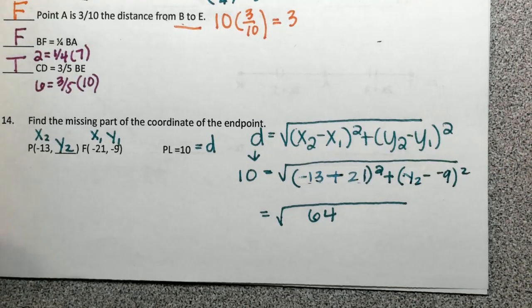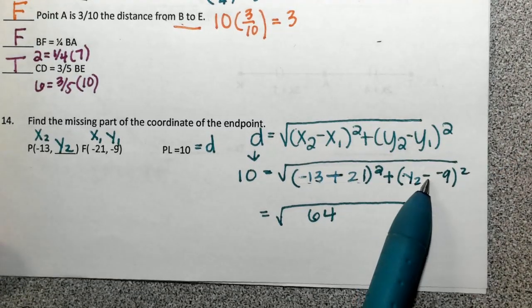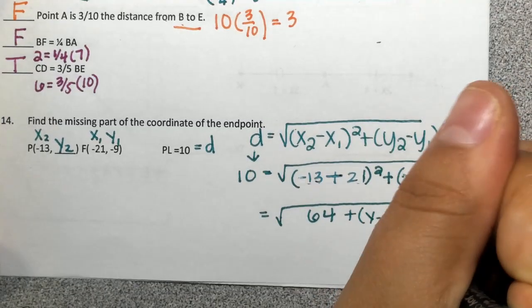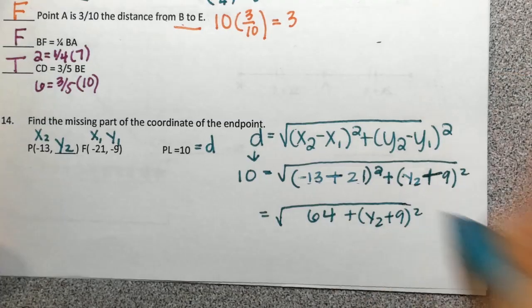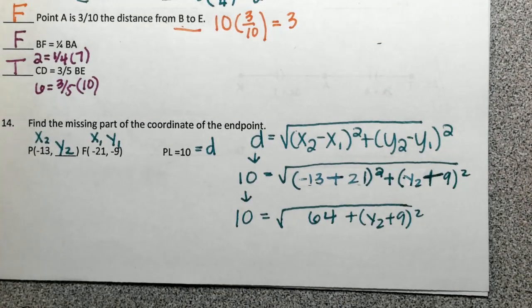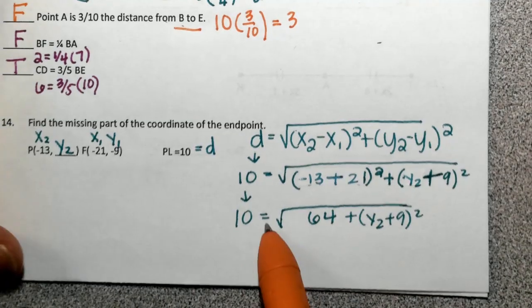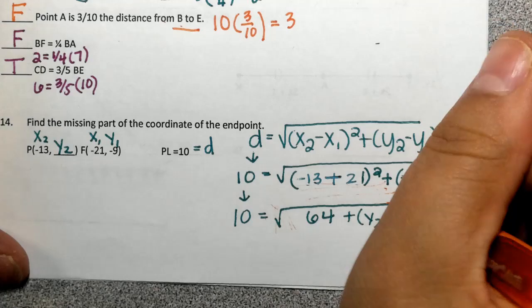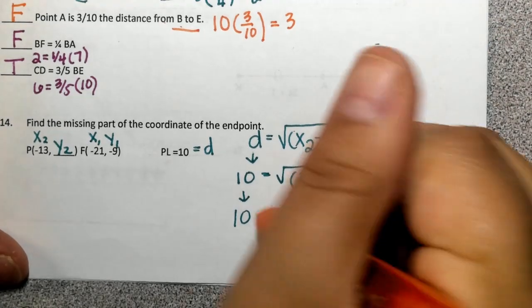Does that make sense? And then, do y'all agree that a negative and a negative becomes a positive? So this is going to be y2 plus 9 squared. And I'm going to bring down the 10. Okay, what next? I got to get rid of this square root. How do you get rid of a square root? Square. And what you do to one side?